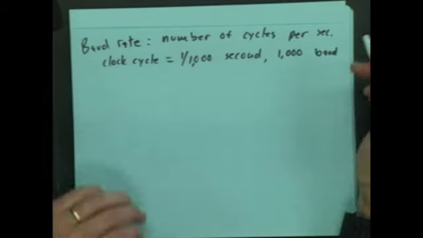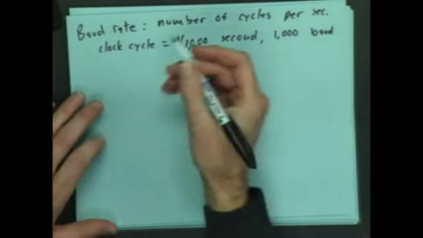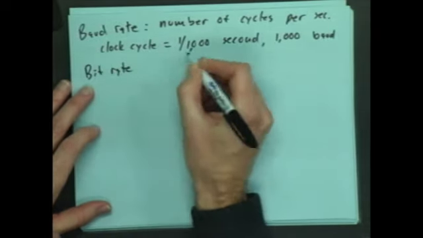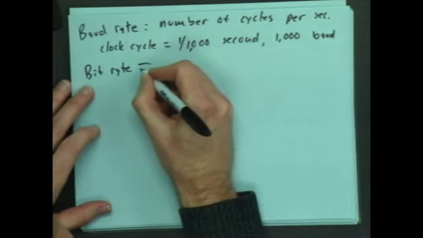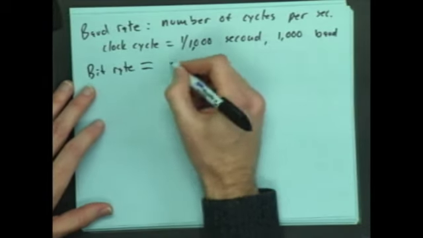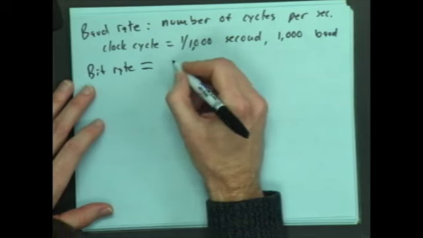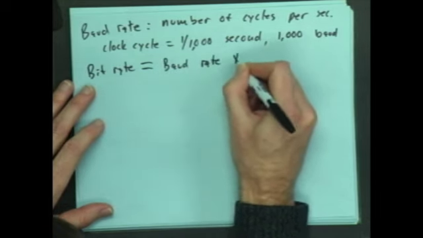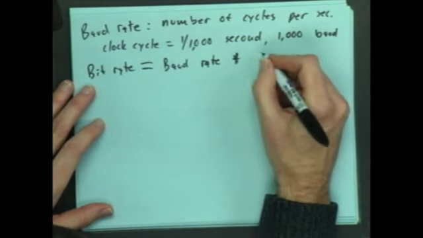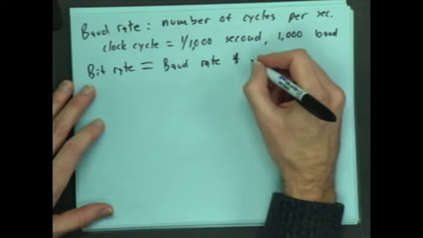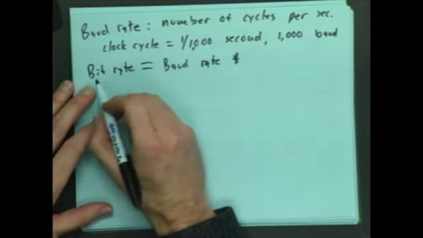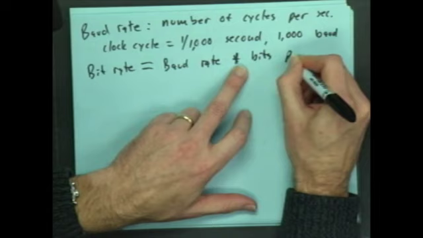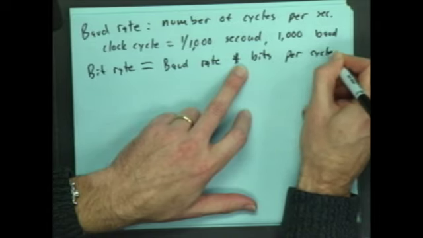Now if we translate this to bit rate, so my bit rate is going to be, oh, this is an equal sign. This is a nice little formula. The bit rate is going to be the baud rate times the number of cycles per second. Or no, it's not. Bits per clock cycle, sorry. Bit rate is the baud rate times the number of bits per cycle.